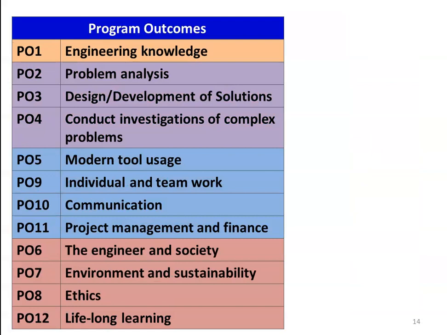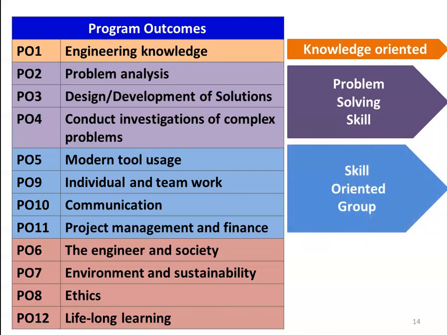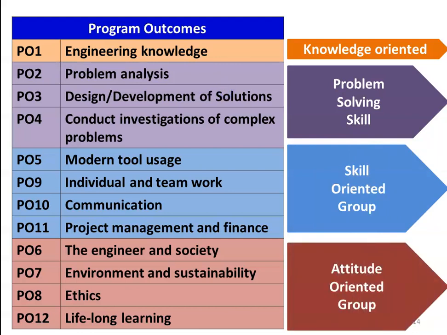And another way of classifying the program outcomes: PO1, engineering knowledge, is knowledge oriented, and PO2, 3, 4, problem analysis, promote the problem solving skill. PO5, PO9, PO10, and PO11 are the skill-oriented group. And PO6, PO7, PO8, and PO12 are the attitude-oriented group. So this is another way of looking at the program outcomes.